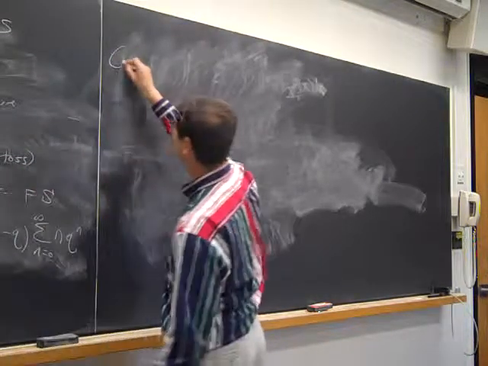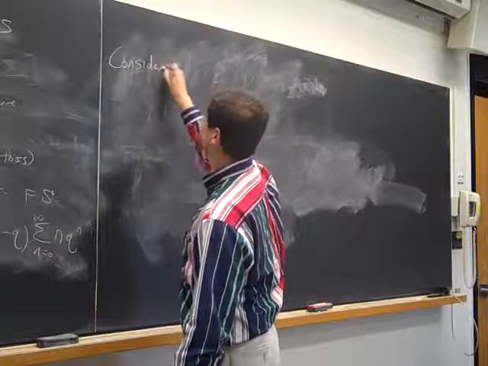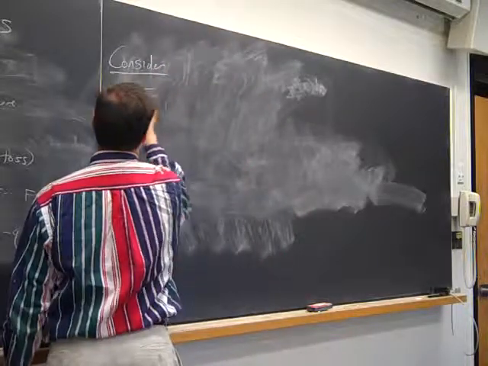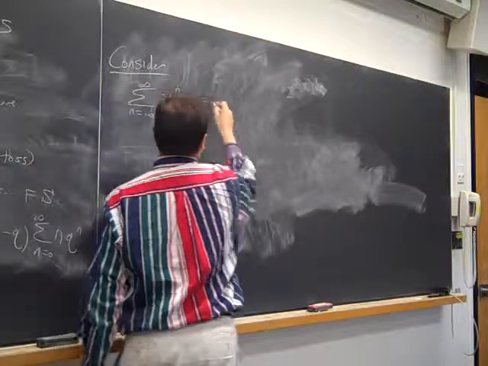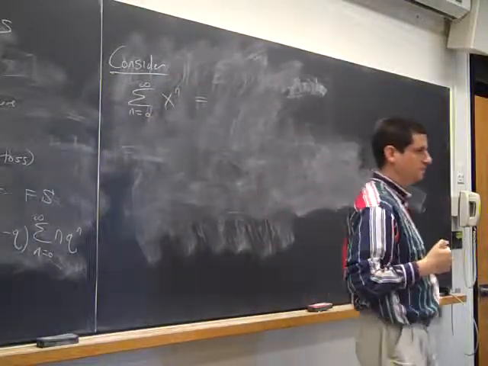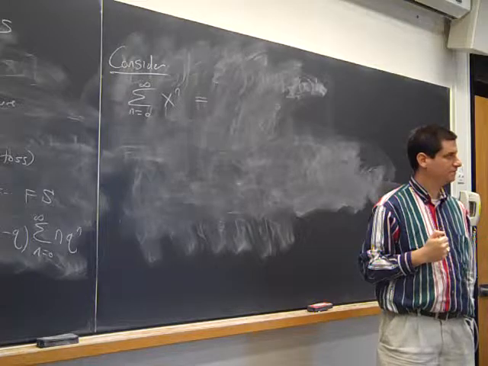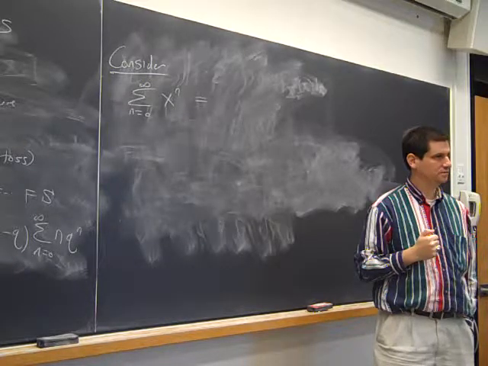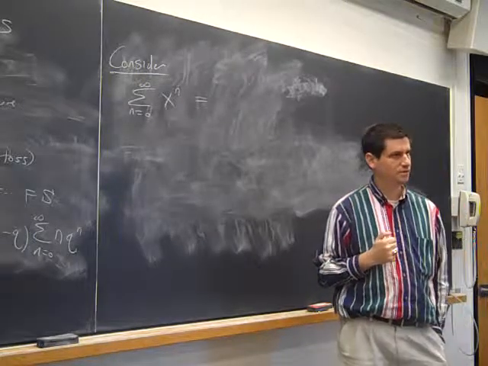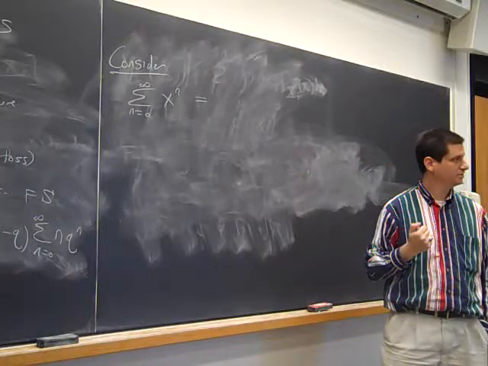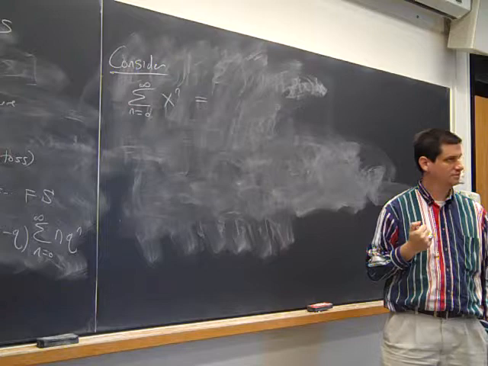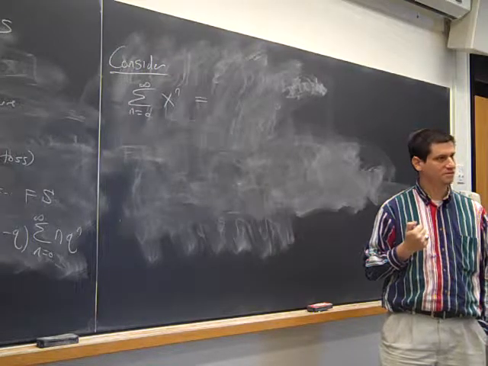So let's consider the following: the sum, n goes from 0 to infinity of x to the n. What does the sum equal? This is the geometric series. 1 over 1 plus x.